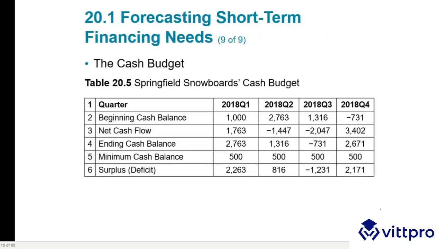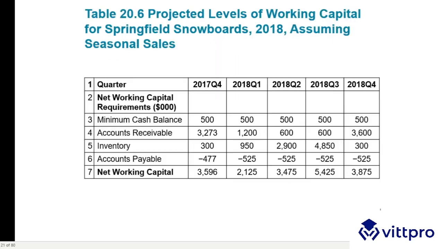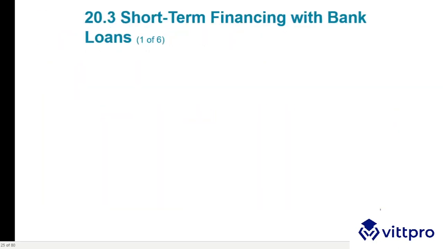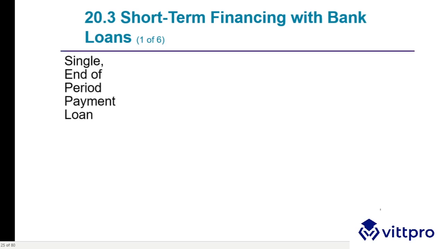Now we have covered the cash budget, how we estimate the cash budget, how we identify the working capital financing requirements, and the two policies. Now let's look at the short-term financing that we need, how we meet our short-term financing needs, right, with the bank. One way is short-term financing through bank loans.